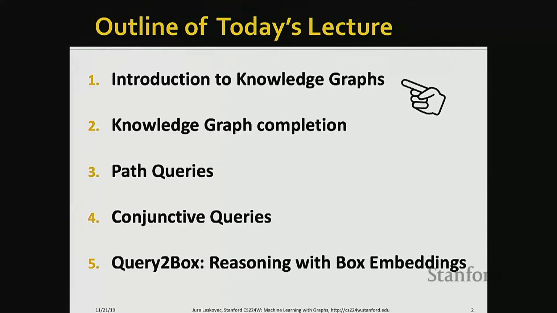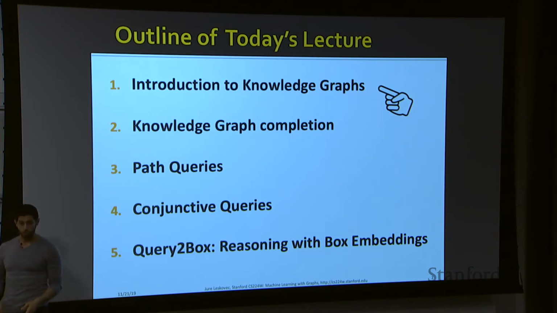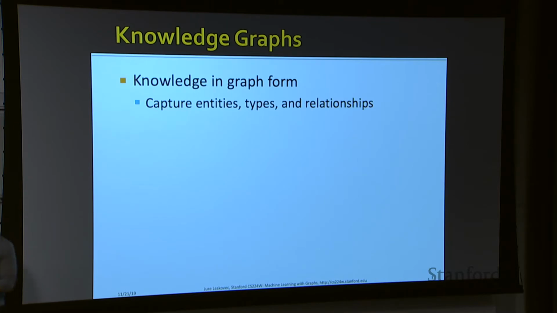Hopefully we're going to be able to go through all this material. I'm going to give once again a brief intro about knowledge graphs. Then we're going to be talking about the problem of why it's important to complete them. Then we go through a couple of classes of very important queries, path queries and conjunctive queries. And then we end with a brand new paper coming from our group called Query2Box, which will allow us to reason over the knowledge graph through box embeddings, okay? So this is our rough outline.